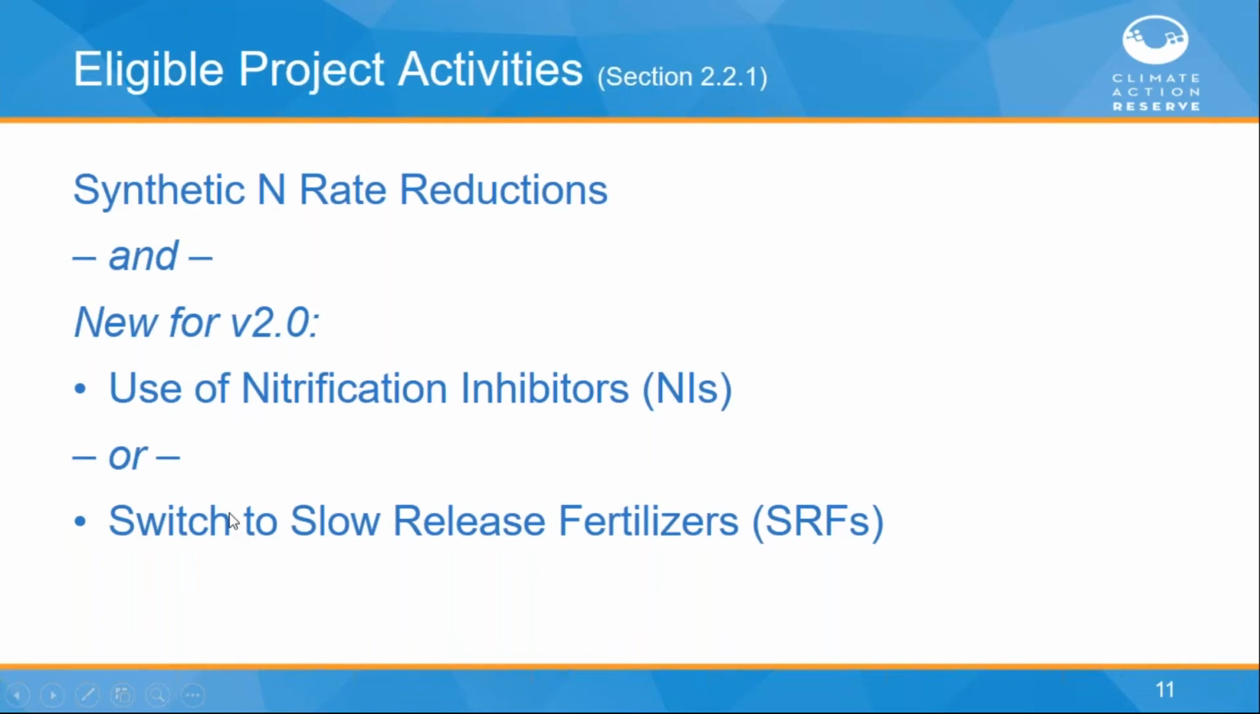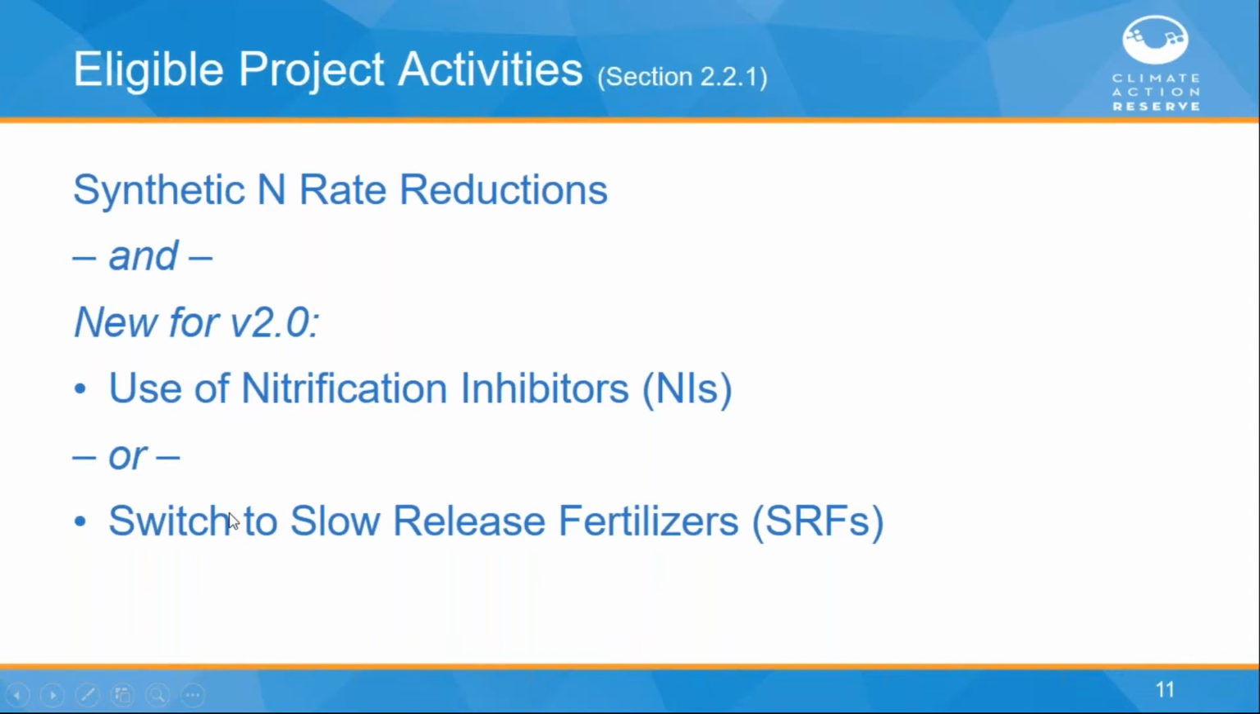But so, with that background knowledge, these are our final results of the eligible project activities. We have synthetic N rate reduction. So again, that is reducing the amount of synthetic nitrogen that growers apply on their field compared to baseline levels. And they also importantly cannot reduce it below crop demand. We have some measures in place that we'll get onto in short order.